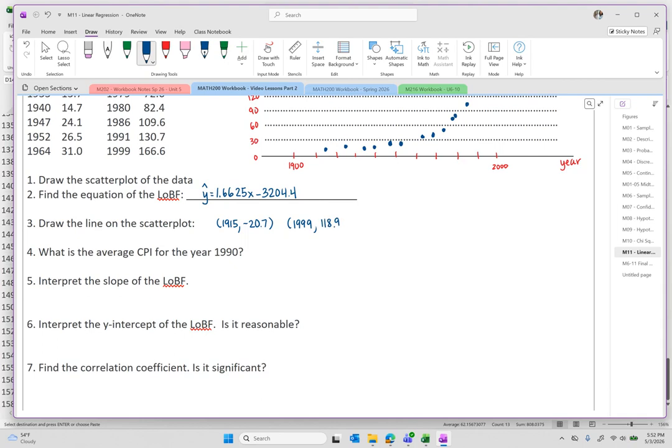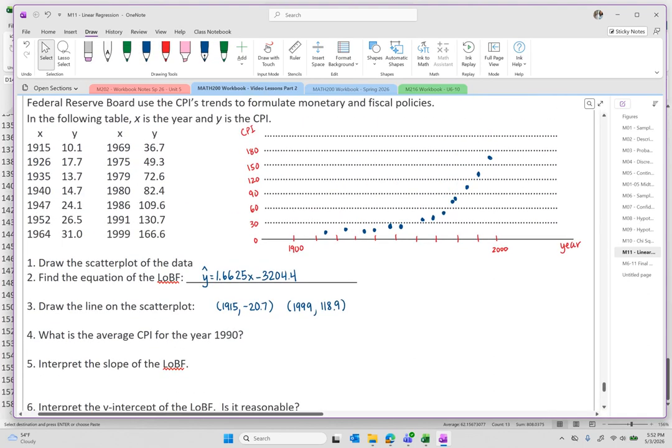The next thing I'm going to do is I'm going to plot those points. So negative 20 will be, let's say, somewhere here for 1915, and the 1999 with 120 almost will be somewhere here. And the next thing I'm going to do is I'm going to draw a straight line that connects these points, and this is approximately my line of best fit.